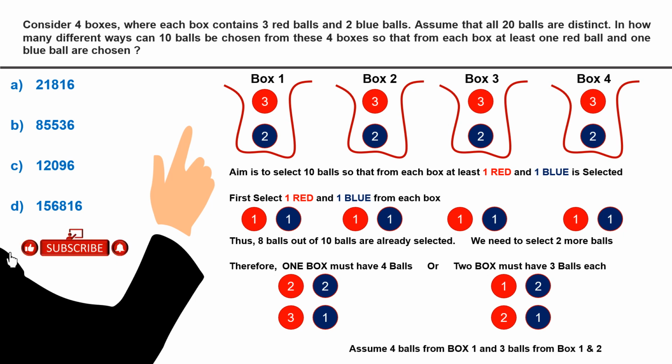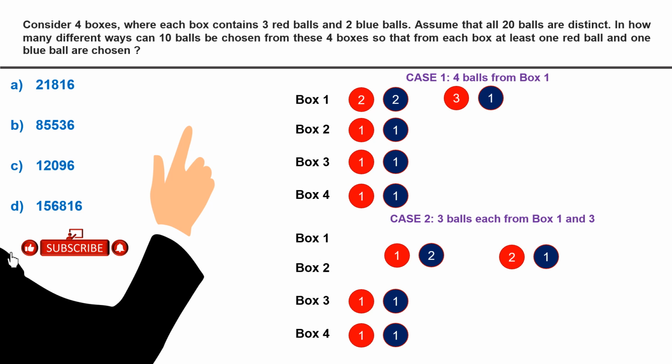Now we assume that the 4 balls can be taken from box 1, and from box 2 we take 3 balls. That's for understanding. So what we did is, we assume that we take 4 balls from box 1, and one each from the other boxes. So therefore two cases arise. Case 1, 4 balls from box 1 and 3 balls from box 2 and box 3. That's it.